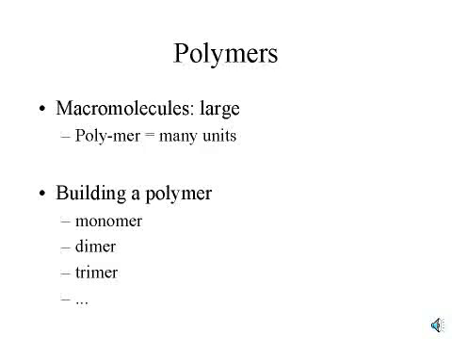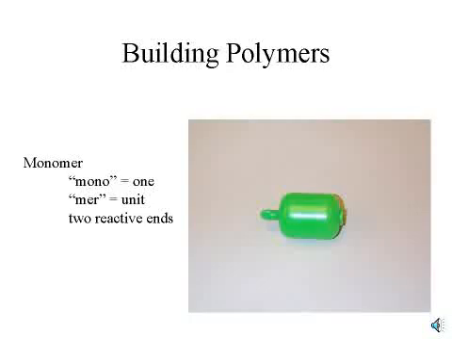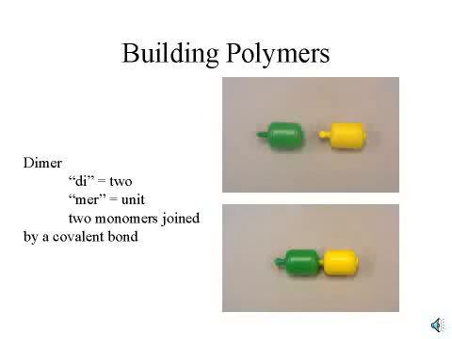Polymer means many units, and to build a polymer, we start with a monomer. A monomer means one unit, and like the toy model here, the monomer has two ends that can react. We bring two monomers together, and they react to form a covalent bond linking them, and that would form a dimer, or two units.